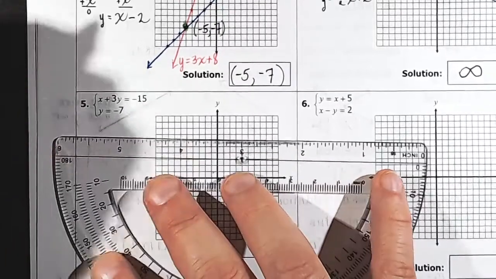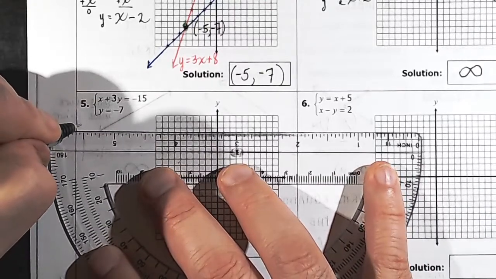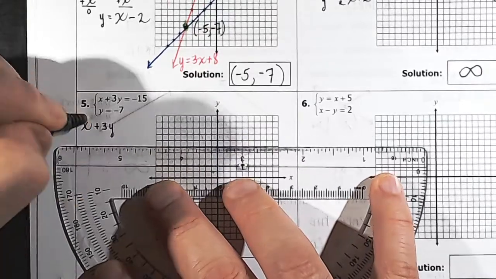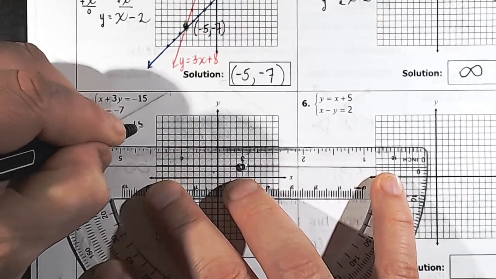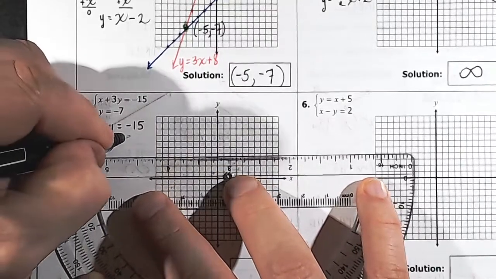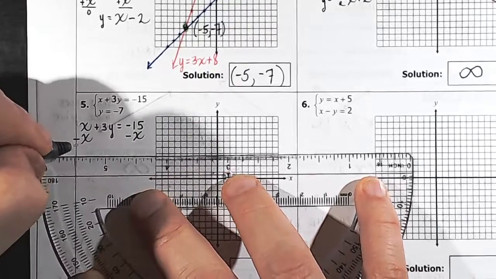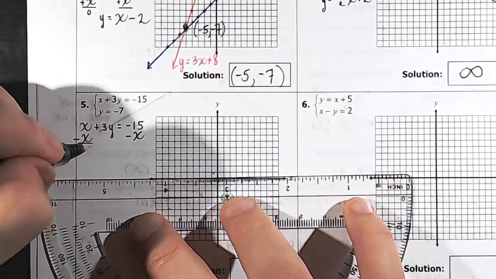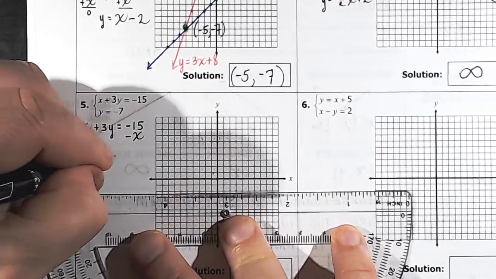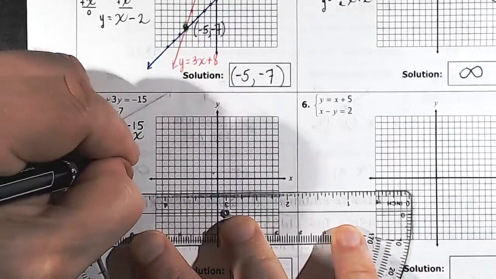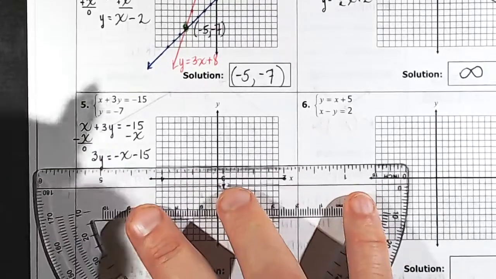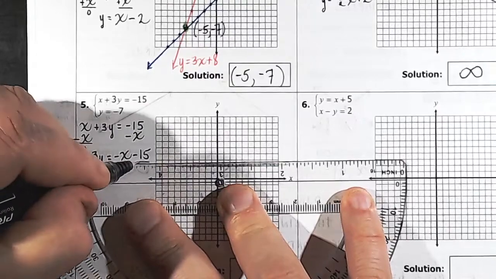So let's go ahead and start by converting this equation from standard form, x plus 3y equals negative 15, into slope-intercept form. We will subtract x from both sides. Okay, and that gives us x minus x equals 0 on the left. And we have 3y equals negative x minus 15. Okay, and now I've got to get rid of that 3 that's in front of the y. So what I'm going to do is divide everything by 3.